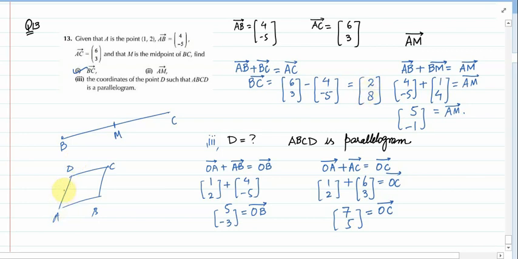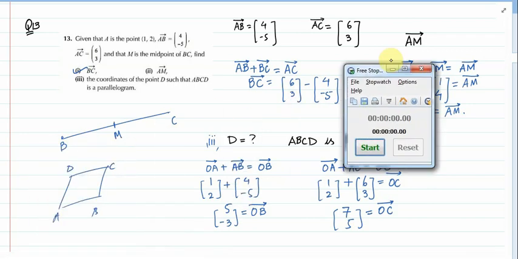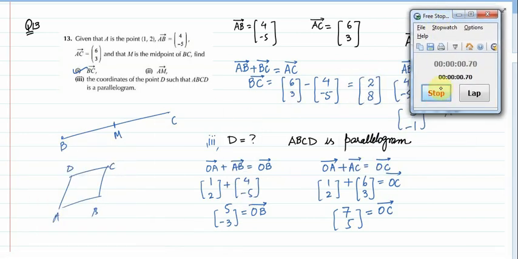Can you do it now? Can you find out the coordinates of D? You can find the coordinates of D with the help of the midpoint as well. Now I'm giving you again a time of 1 minute to try and find the coordinates of D. So start. You have the coordinates of OA, OB, OC, all the coordinates. It's a very simple condition.